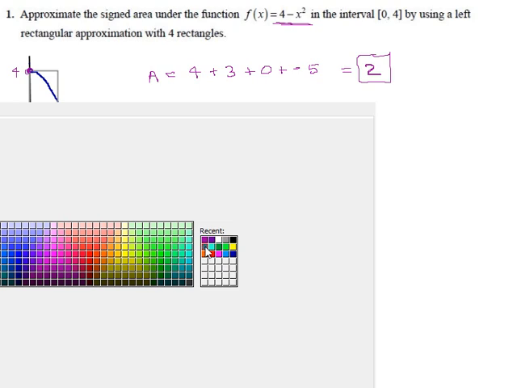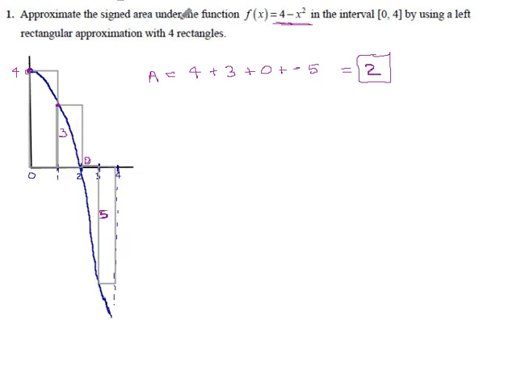Just for grins, if you want to hang around, I'm going to check what the real area is, and we'll see how good this approximation was. The area for real is the integral from 0 to 4 of 4 minus x squared dx. And because they said signed area, I don't have to worry about breaking this into two pieces. The straight up integral will take positives here and negatives here and combine them, and that's what we want.